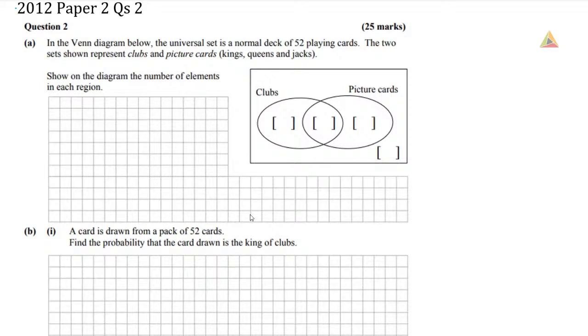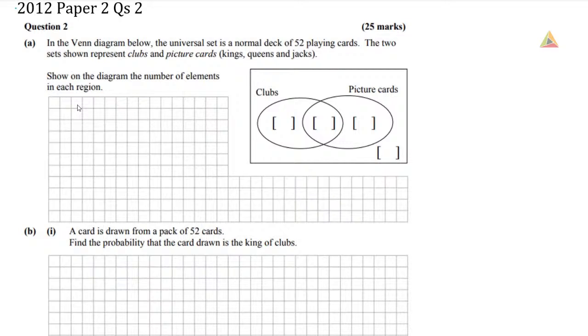You have 4 different suits in them. 2 of them are black and 2 of them are red. So we have 26 black and 26 red, and 13 of each of those suits. So 13 diamonds, 13 spades, 13 clubs and 13 hearts. And then we have something called picture cards. So these are your kings, your queens and your jacks. And this is what we're going to be filling in.